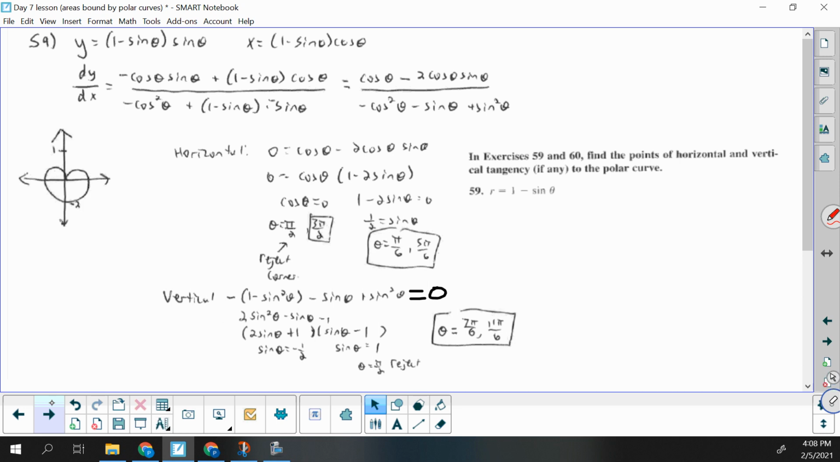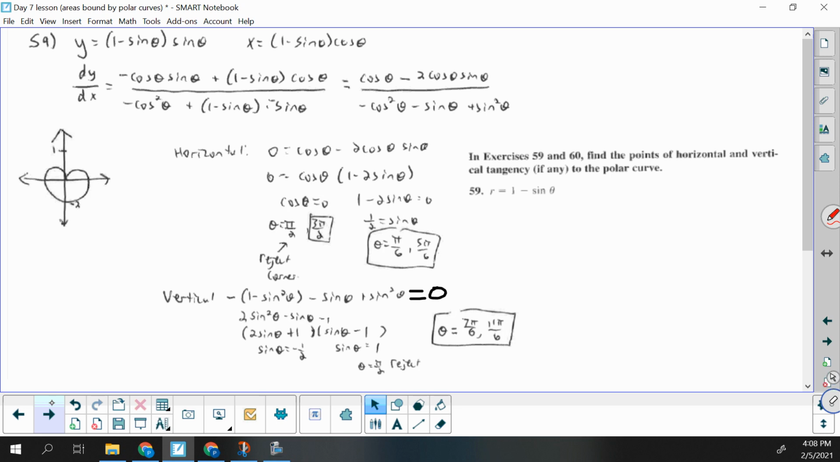So start out, write your r sine theta and r cos theta. Do your derivative by doing product rule for the y part on top, product rule for the x part on bottom. I chose to then neaten that up a little bit. Horizontal tangent lines occur when the slope is equal to 0, so that means we want our numerator equal to 0. You can pull out a cos theta there, set them each equal to 0. You get pi over 2, 3 pi over 2 for the cos equals 0. Then you get sine as a half, which gives you pi over 6 and 5 pi over 6.